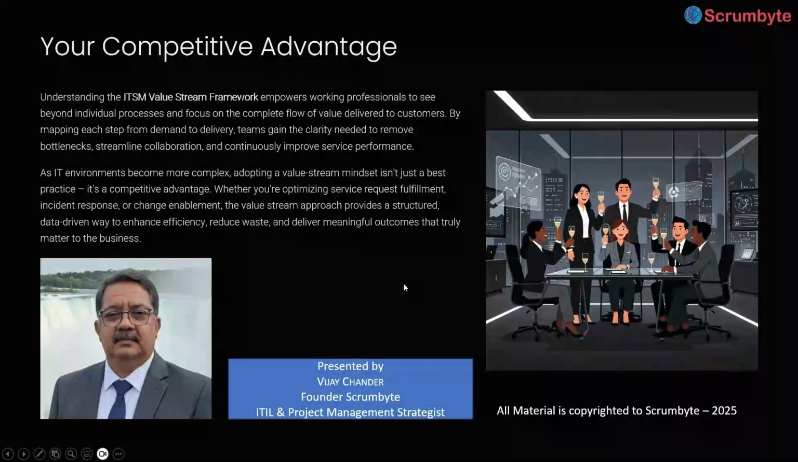So finally, this is your competitive advantage. Look at how you, as a working professional, as an ITSM professional, can see beyond the individual process. You were always looking at the incident management process, the change management process, but now you are looking at things in a more cohesive manner. You are looking at scenarios and how to make the scenario work. That's nothing but a value stream.